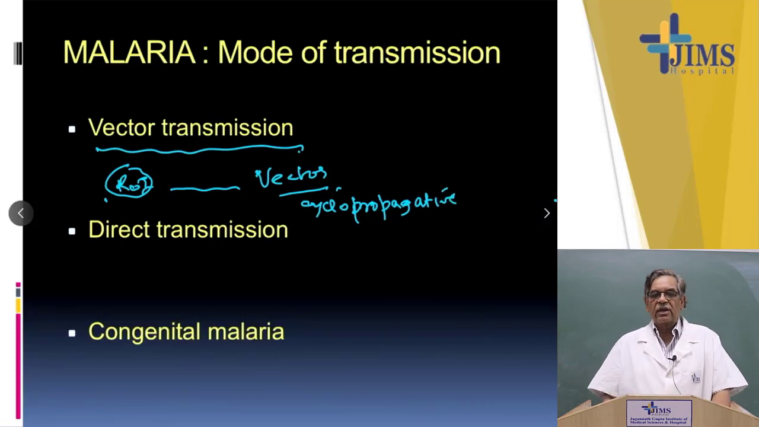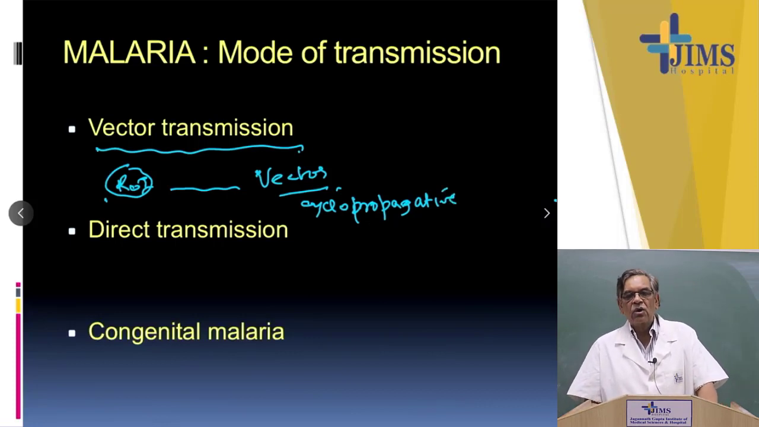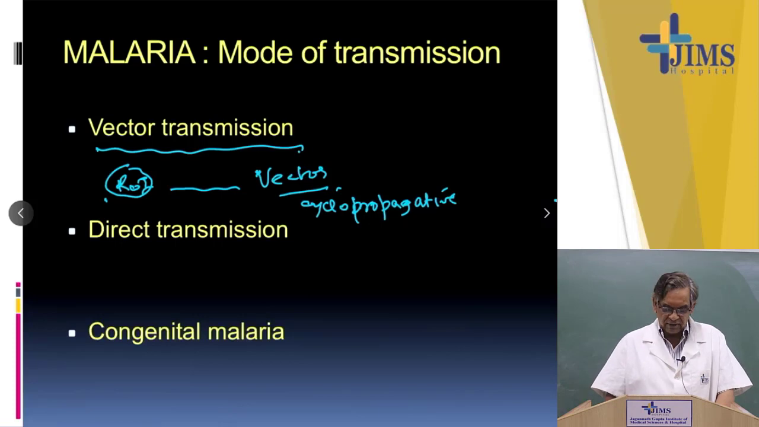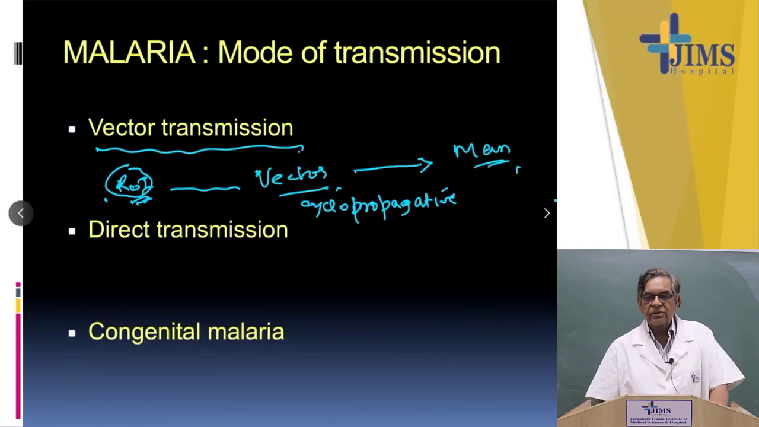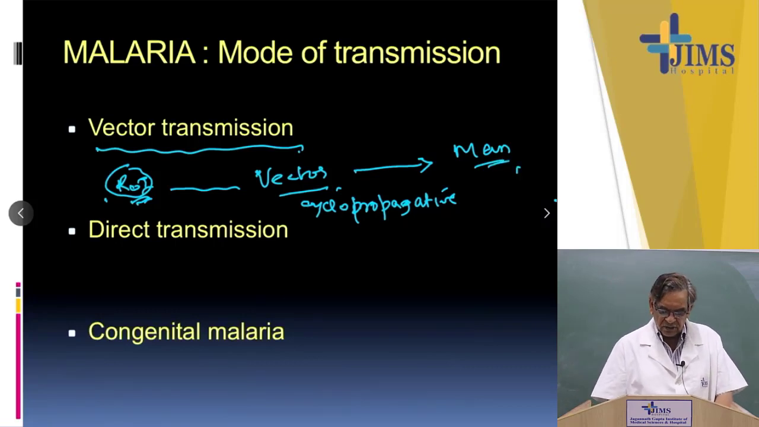So the vector is basically the biological transmission. Over here it is cyclopropagative. So this vector or the mosquito bites the infected malaria man, then bites another man who's susceptible, who does not have malaria, and injects the sporozoites, which are the parasites of the vector.